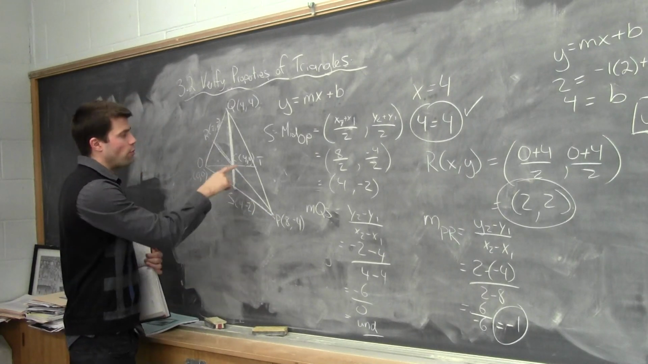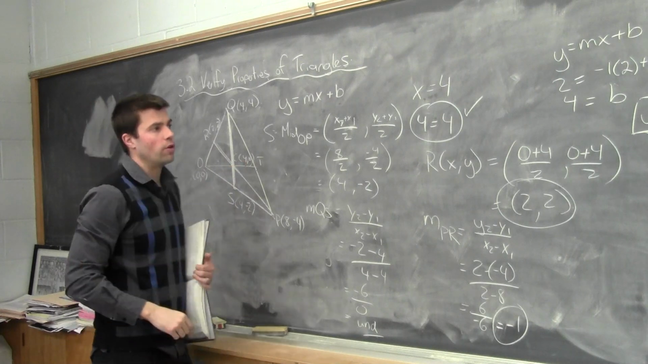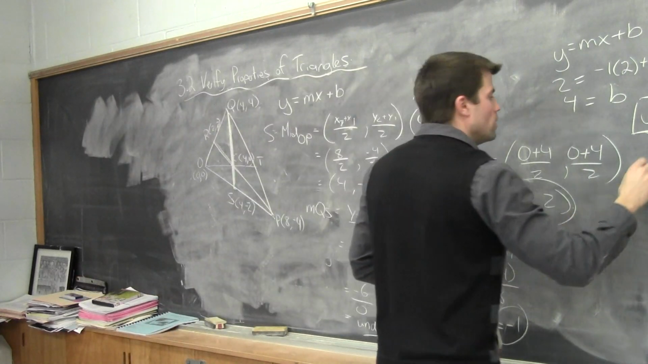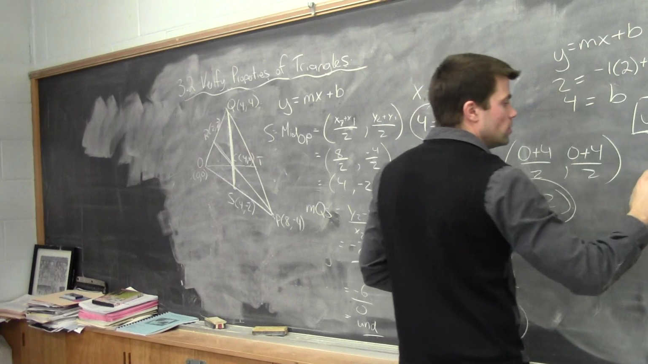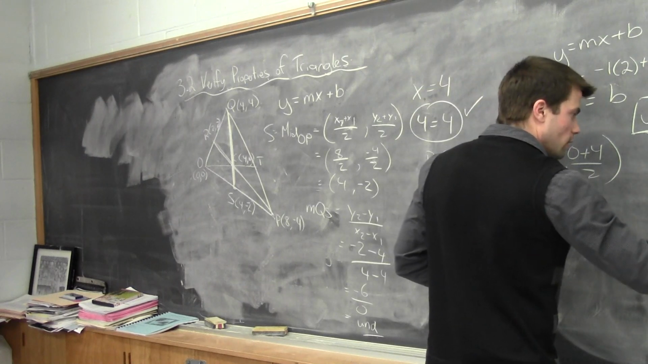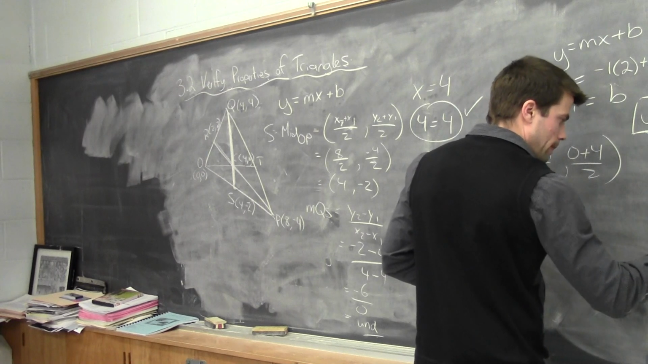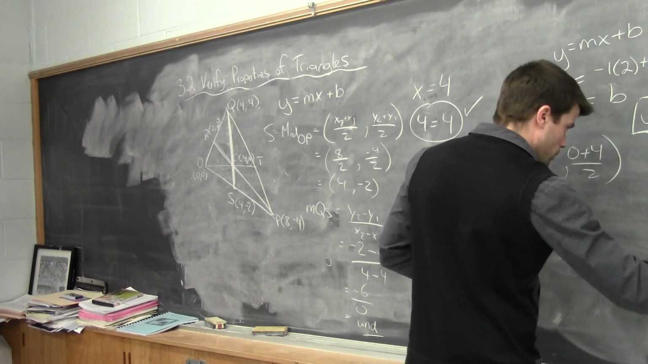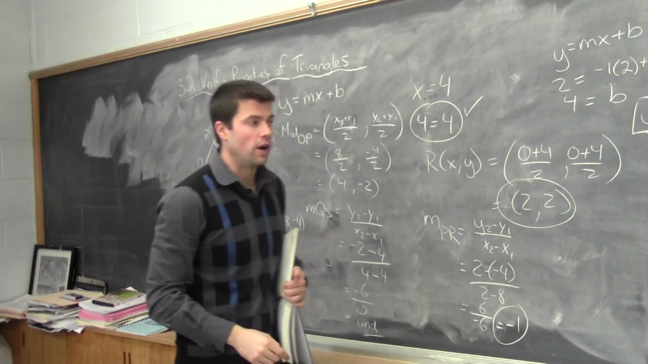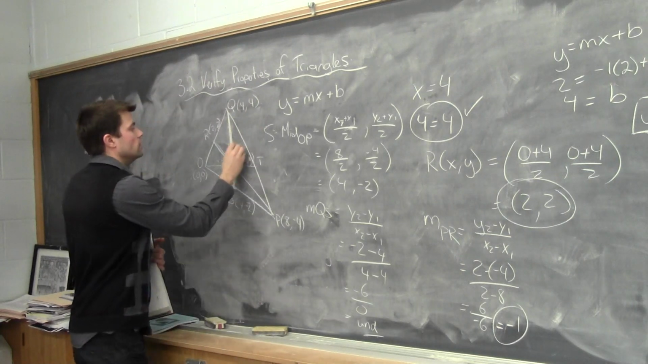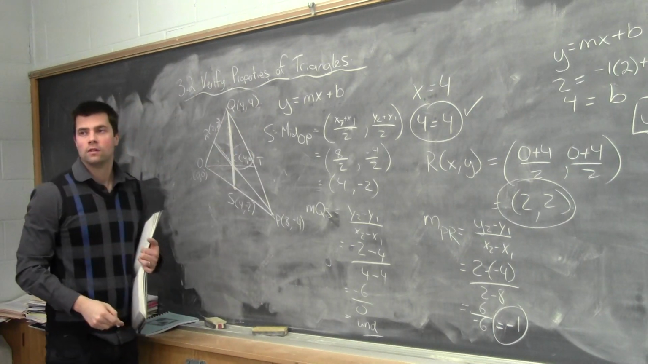Now we want to see if this point lies on that equation, or that line, so we're going to plug in the point 4, 0. So 0 for y, negative 4 plus 4. Because the equation is satisfied, we know that this point does lie on the line. Any questions?